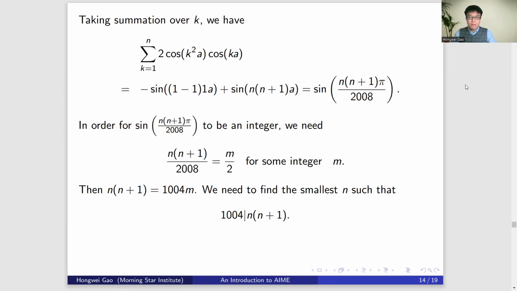So we can do prime factorization of 1004. It is equal to 2 squared times 251, and 251 is prime. So the minimum value of n that is valid should be 251.